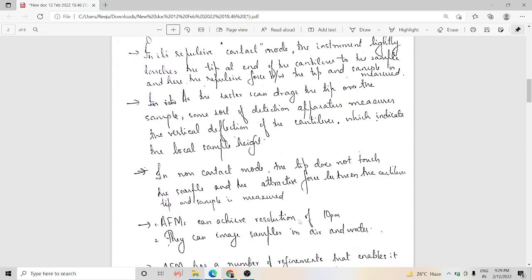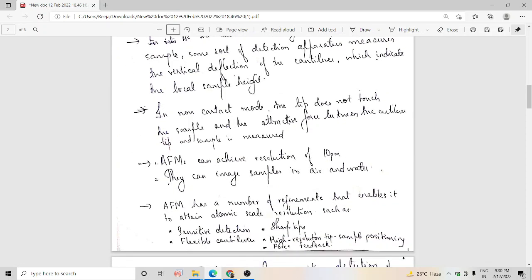So AFM is an excellent equipment for determining the surface structure of a sample. It has a very low resolution of 10 picometer. 10 picometer means 1 picometer is 10 raised to minus 12 meter. So even a height difference on the surface of your sample, even a height difference in the range of 10 picometer can be measured using an AFM. So it has an excellent resolution.